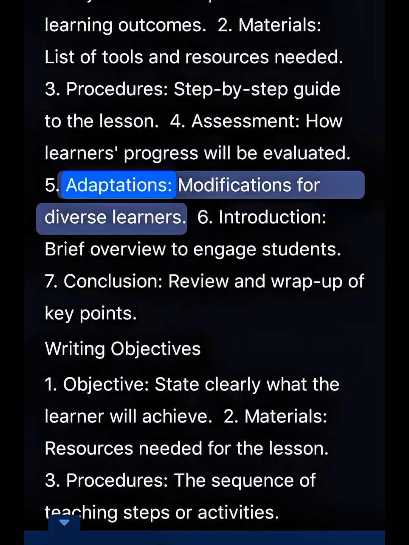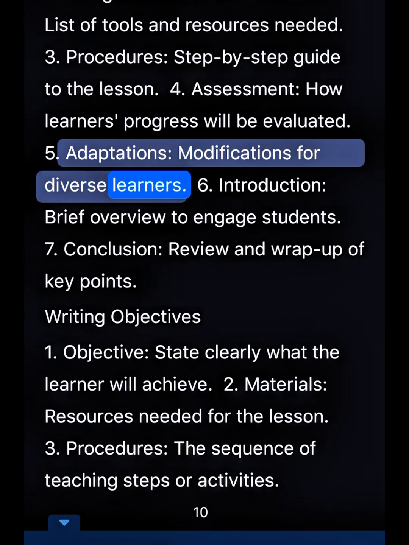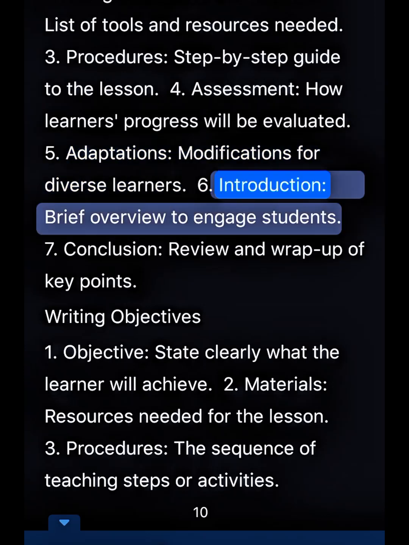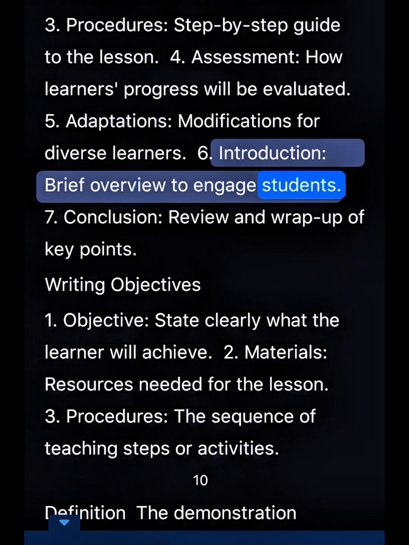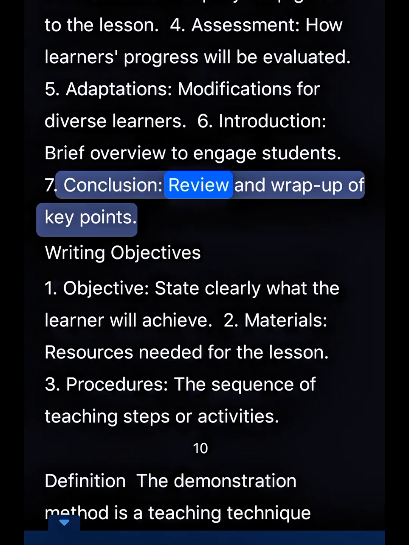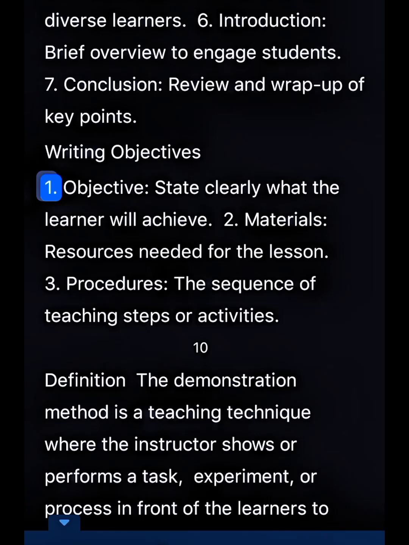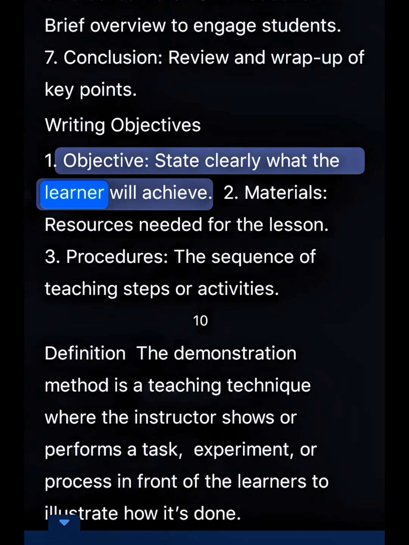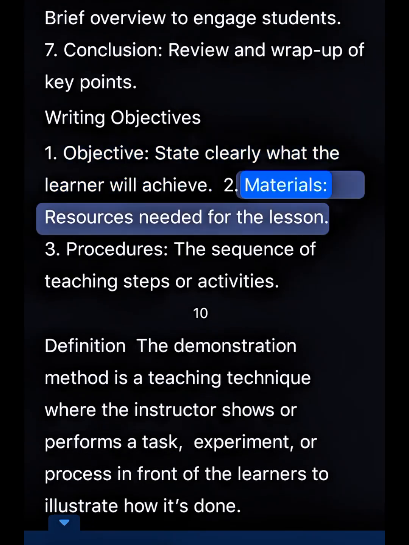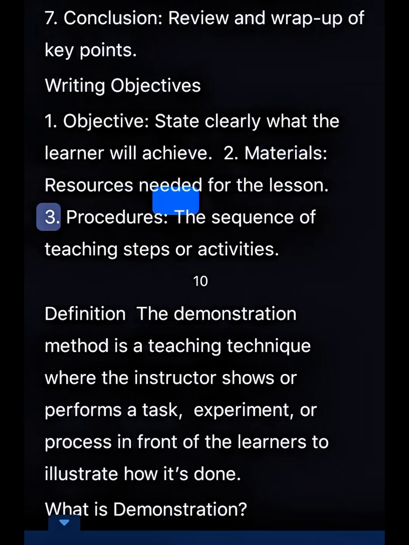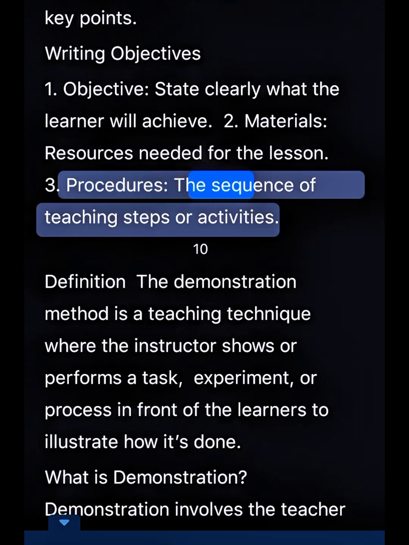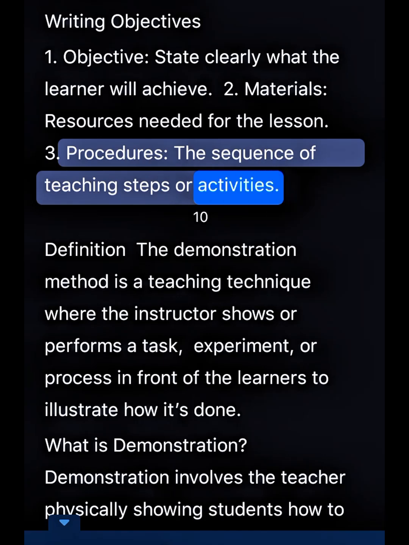5. Adaptations. Modifications for diverse learners. 6. Introduction. Brief overview to engage students. 7. Conclusion, review, and wrap-up of key points. Writing objectives. 1. Objective. State clearly what the learner will achieve. 2. Materials, resources needed for the lesson. 3. Procedures. The sequence of teaching steps or activities.